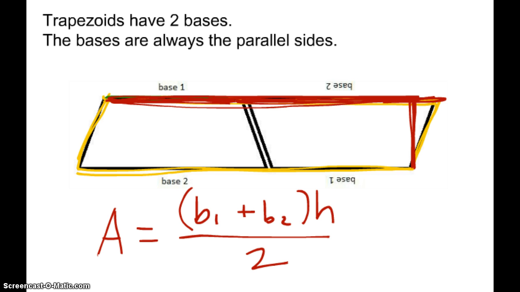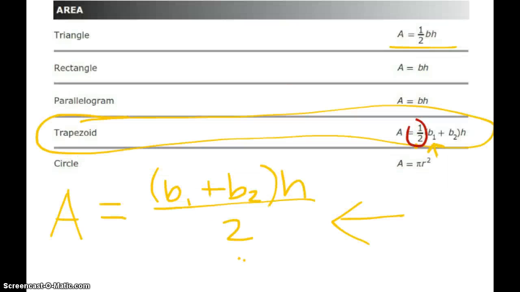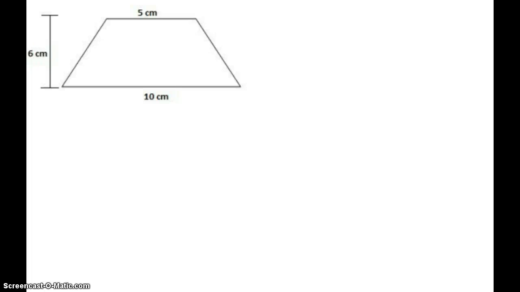But remember, we actually are only looking for one trapezoid, so we have to divide by 2. So again, we just took our entire base, which is actually base 1 plus base 2, and we have to multiply it by the height, and then divide by 2 because we only want the area of one trapezoid. So let's actually practice using that formula.